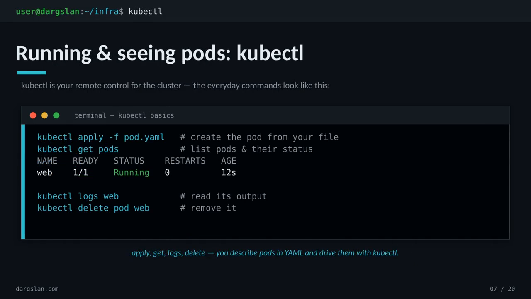So how do you actually hand that YAML to the cluster? With kubectl, think of it as your remote control. You apply the file to create the pod, then get pods to see it running, logs to peek at what it's saying, and delete pod when you're done. That's the whole rhythm. Describe in YAML, drive with kubectl.